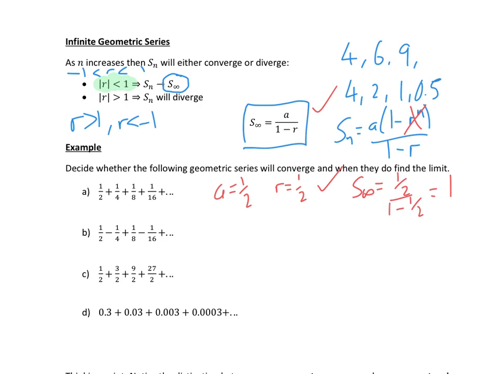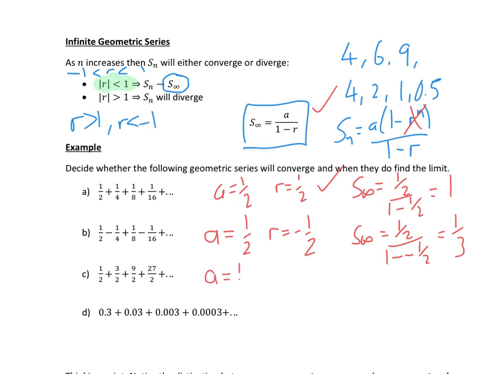Let's look at the next one. A half, take away a quarter, plus 1 over 8, take away 1 over 16. So a is still a half, but this time r is minus a half. If I use the formula, a half over 1 minus minus a half, and if I work that out, I get a third. And again, there's a nice diagram which I can show you that shows that that's true.